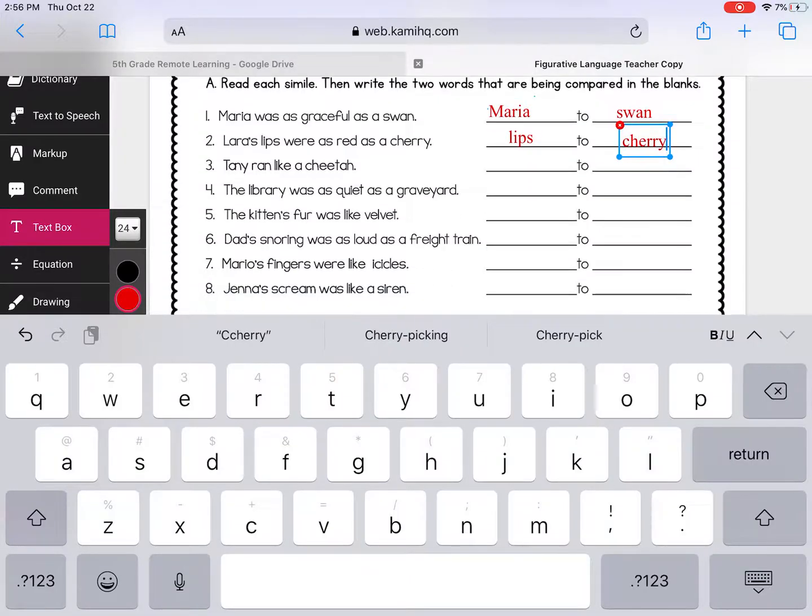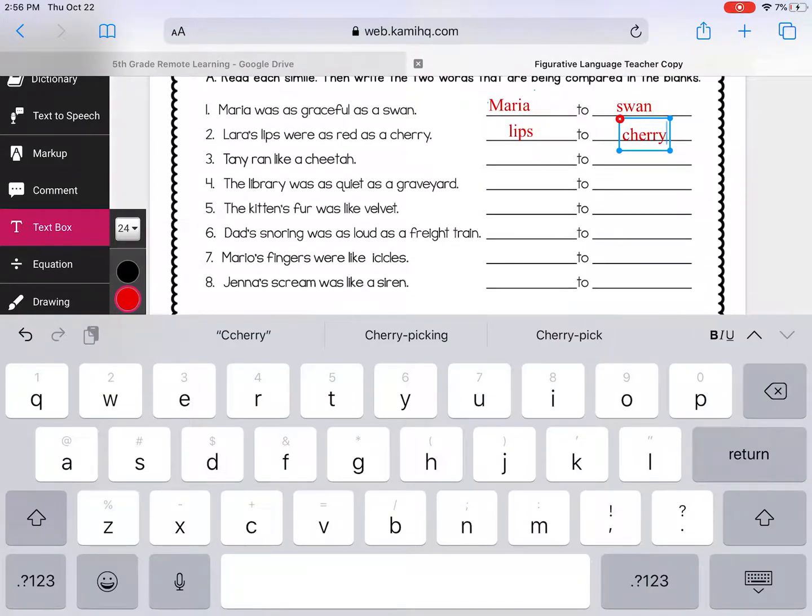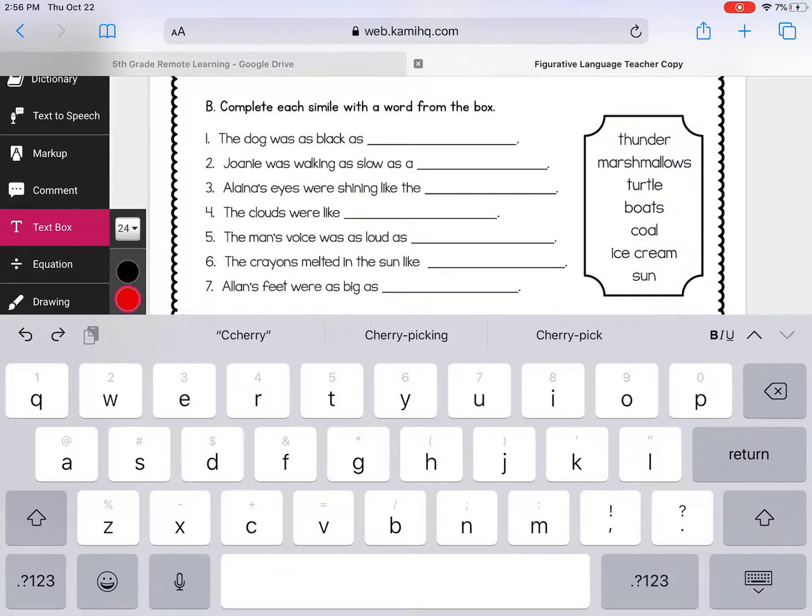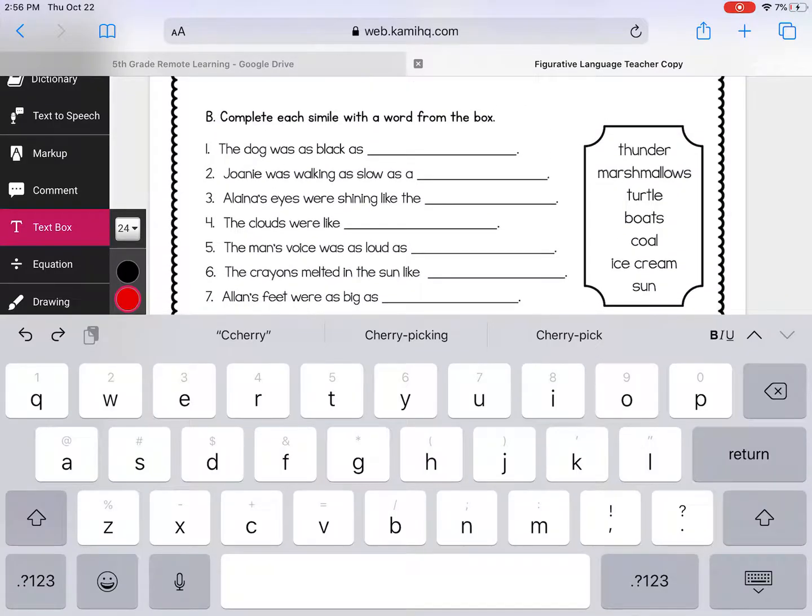That looks better. All right, so what I want you to do is to go into your digital notebook, and I want you to do 3 through 8 and try to find the two subjects that we are comparing. Once you've got that done, it says complete each simile with a word from the box.